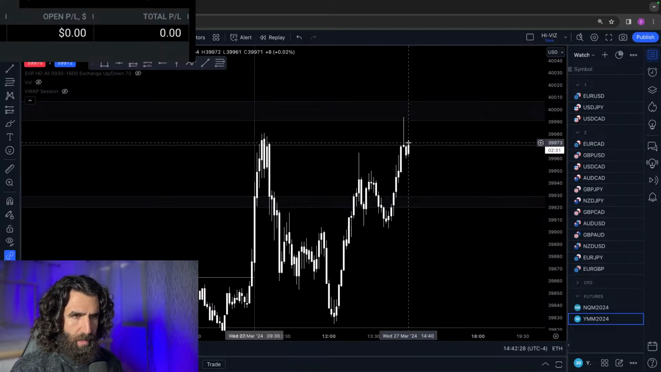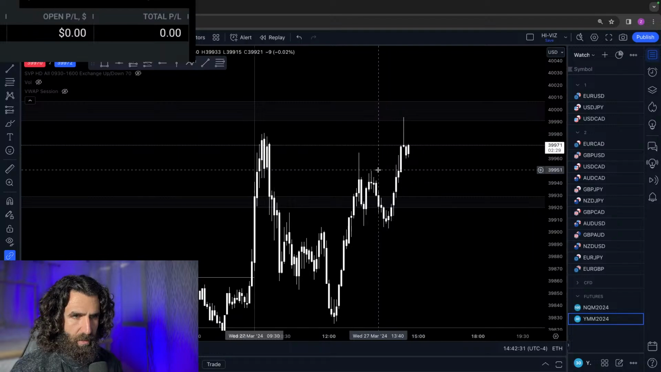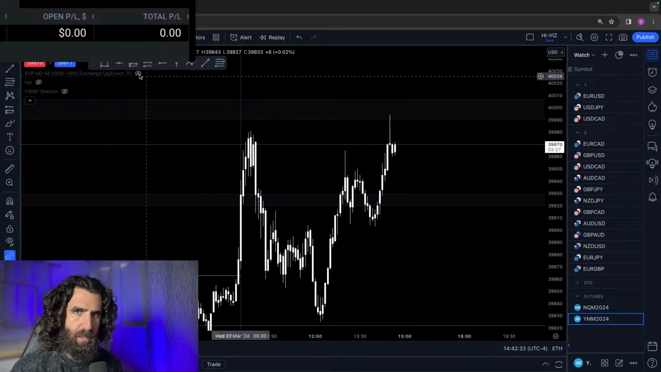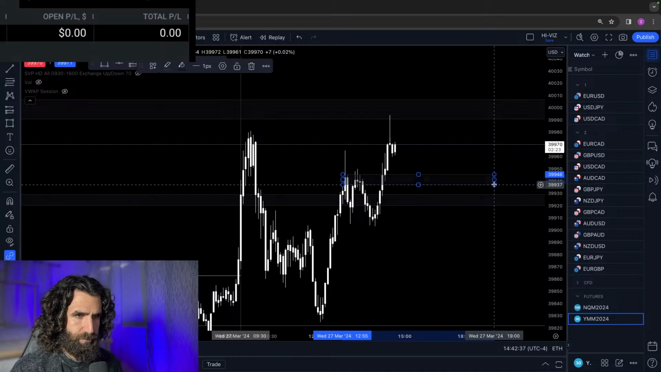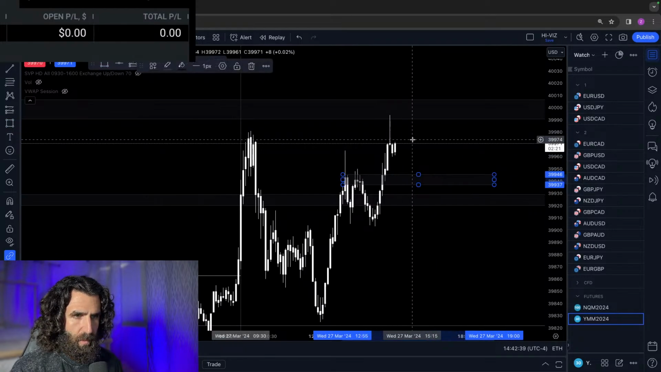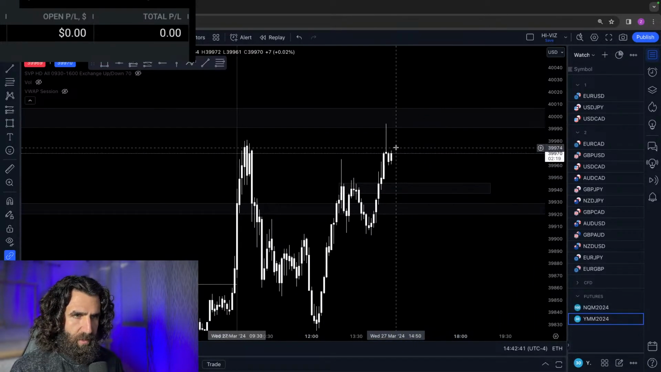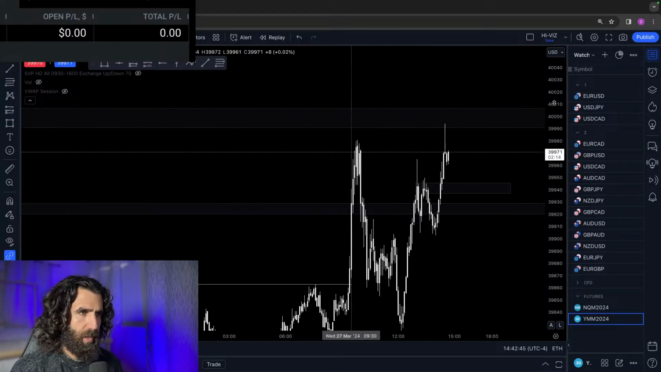Big push up, not a big pullback to this area that I would like to see somewhere around this zone. I might give it a second. If this closes bullish and starts to push up, I might take a trade.